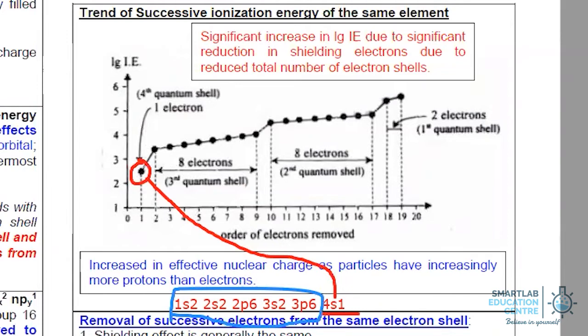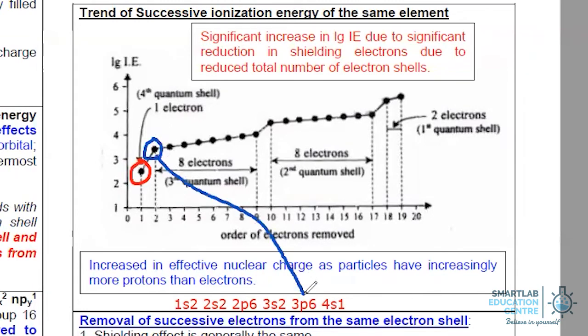But that is no longer true when you now remove the second electron. If you now remove the second electron, you are removing an electron from the 3p subshell. In this case, the shielding effect dramatically decreases because the shielding effect is now only provided by electrons inside the first and the second electron shell. Hence, because of this, you will get a significant jump.